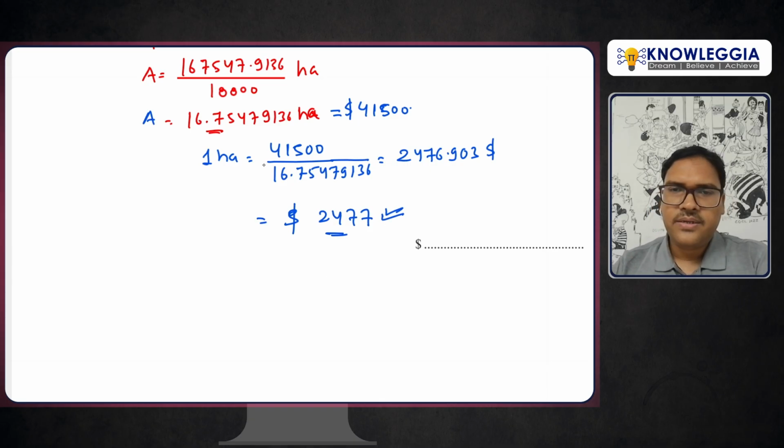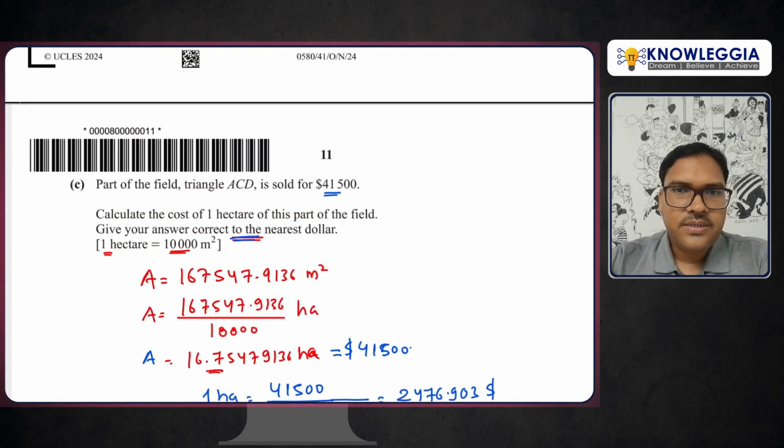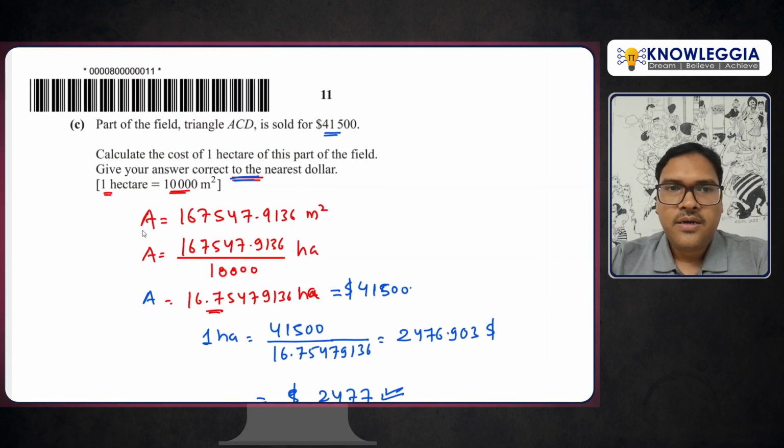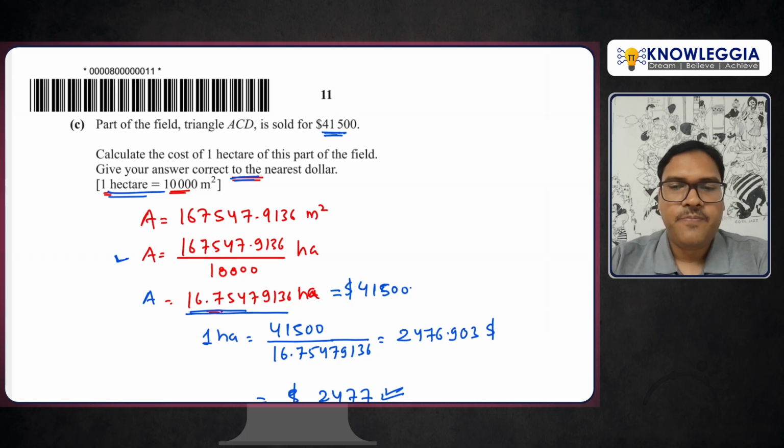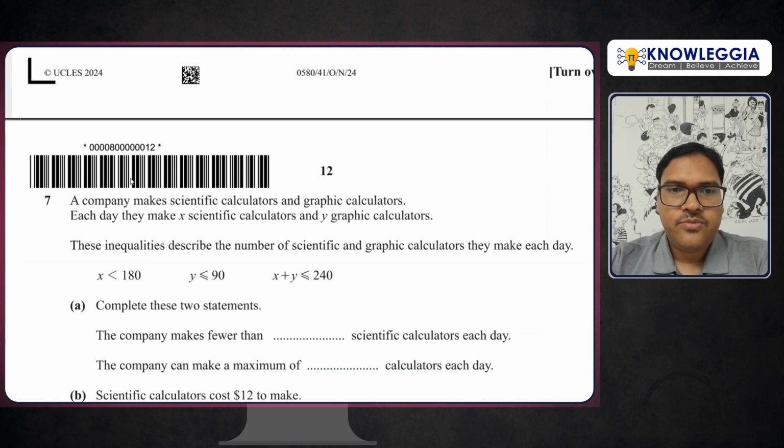Okay, so this is how you can easily calculate. What I have done is calculate the total area. Now, what is the area in hectares? They have mentioned the unit conversion. Using this conversion, I converted the area to hectares. Now, they have sold this many hectares for 41,500, so what is the price of 1 hectare? That is this divided by 16.75. So that is the check. Okay, now let's move to the next question.